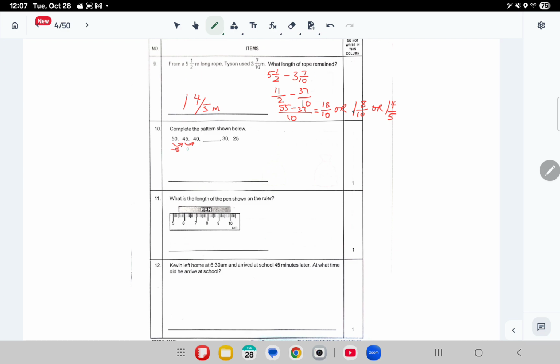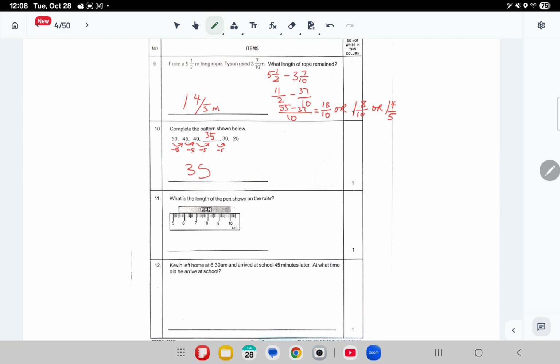45 to 40, you take away 5. So 40 take away 5 will give us 35, and 35 take away 5 is 30. So we know the pattern rule is subtracting 5. So therefore the missing number in the pattern would be 35.